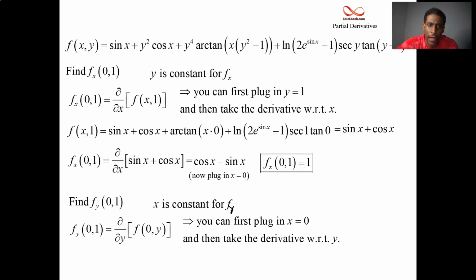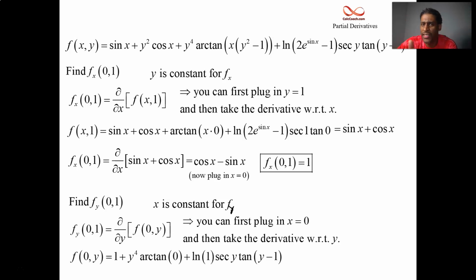Go back to the original function on the first line there. Replace all the x's with zeros. Sine of 0 is 0. Cosine 0 is a 1. We have arctan of 0, which is 0. Natural log of 2e to the 0: e to the 0 is a 1, times 2, 2 minus 1 is a 1. It's the natural log of 1, and all the rest that's there too. But natural log of 1 is 0. Arctan of 0 is 0. And this function, with all the x's being replaced by 0, it's a 1.